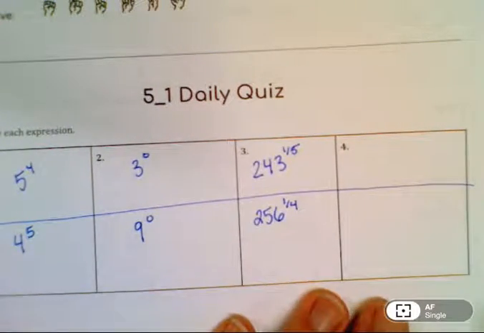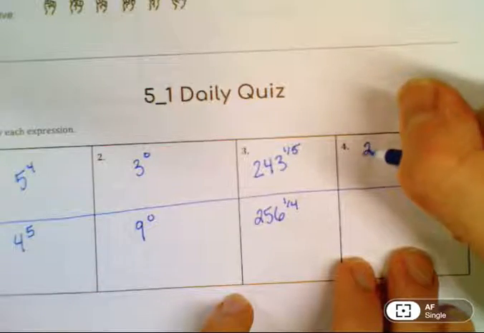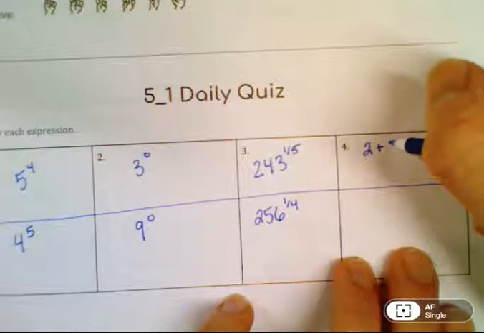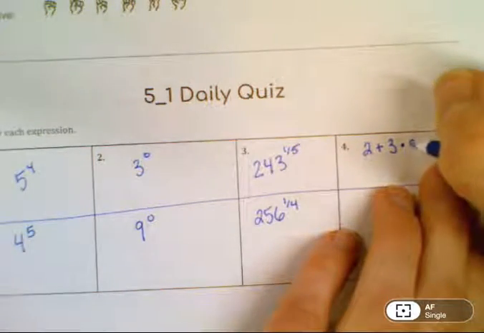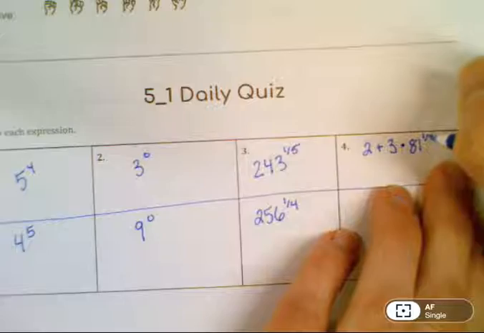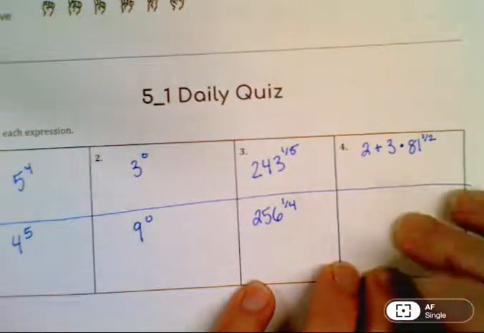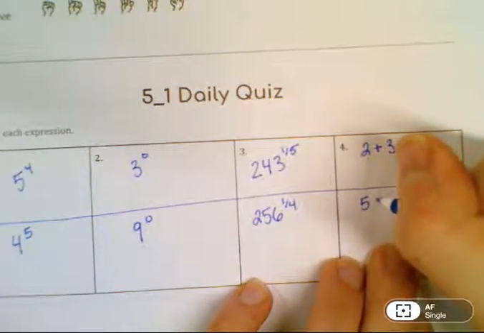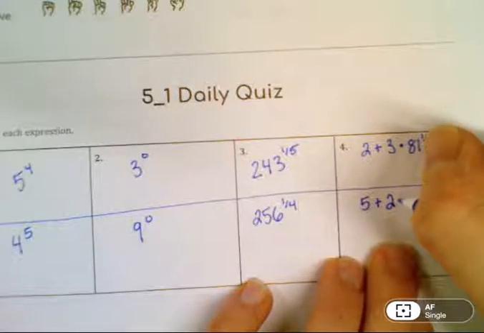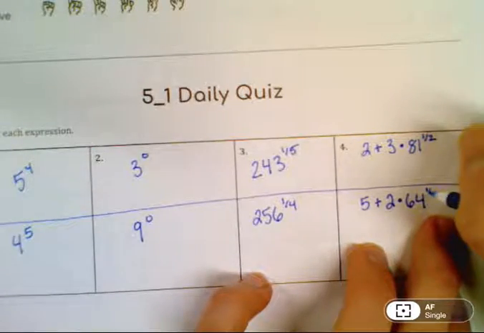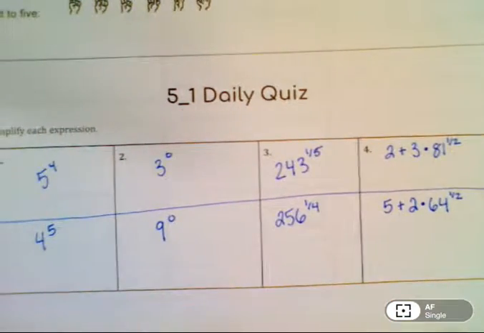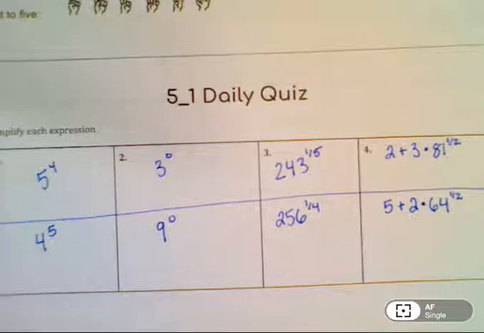And then for problem 4, 2 plus 3 times 81 to the 1/2 power. And then down at the bottom, 5 plus 2 times 64 to the 1/2 power. So the top, those are problems 1, 2, 3, 4 if you're in an odd numbered seat. The bottom, problems 1, 2, 3, 4 if you're in an even numbered seat.